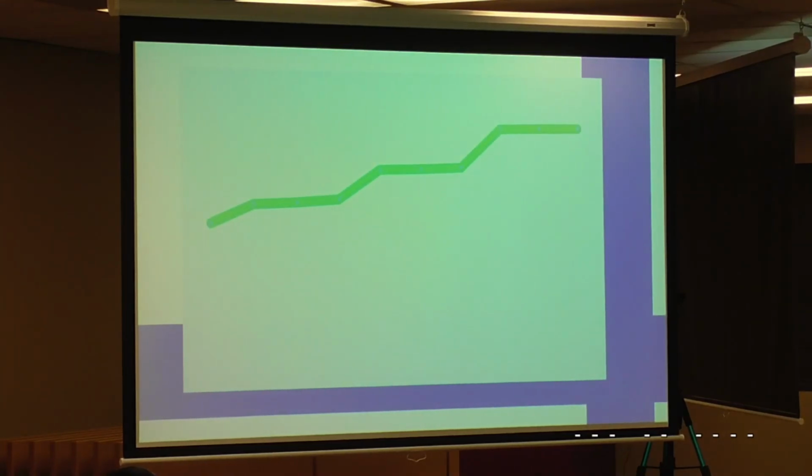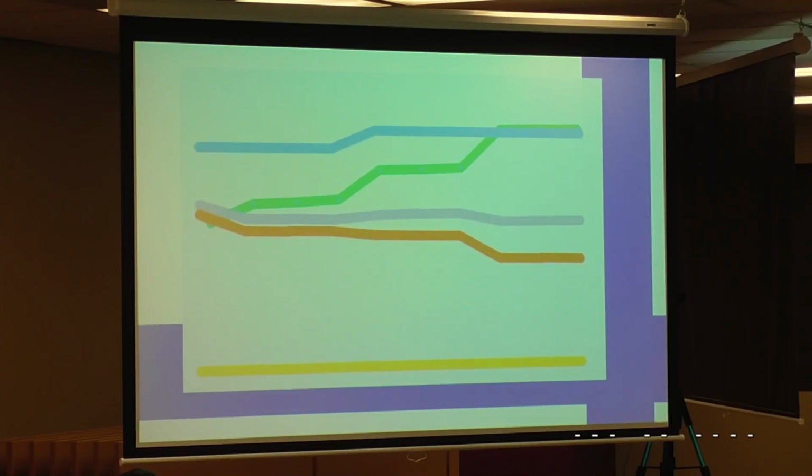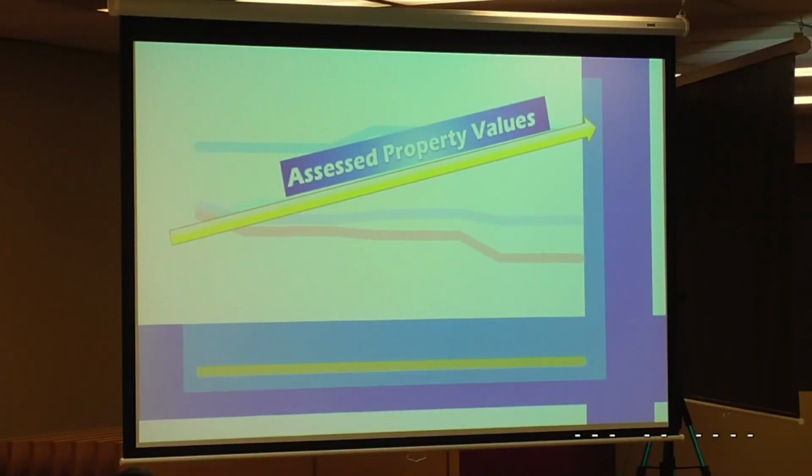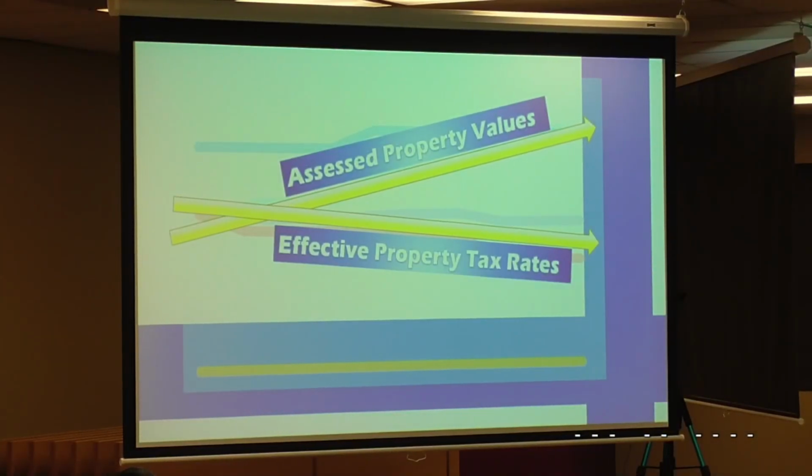So just to really drive this home, I have graphs. Those are the assessed values. You can see it's increasing. And I'm overlaying the effective millage or tax rates. We can see as those increase, those decrease. It's a very simple graph of how that works.